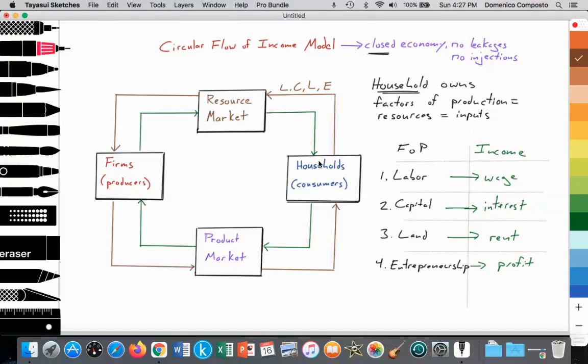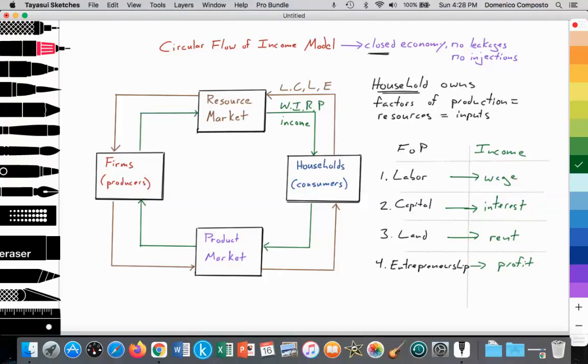What does the household get when they offer their resources in the resource market, which are later employed by the firm? They get a form of income. And that income, if it's for labor, can come in the form of a wage. If it's from capital, it can come in the form of interest. If it comes from land, it can come in the form of rent. And if it's for entrepreneurship, it comes in the form of profit. Okay? So that is income to the household.